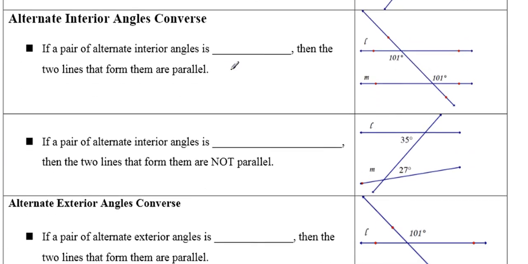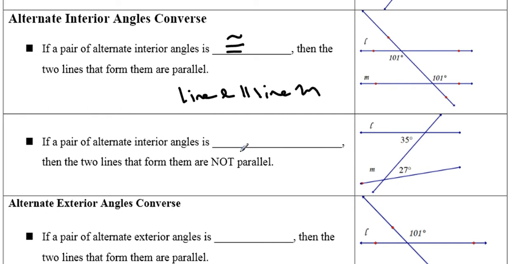The alternate interior angles converse says that if you have a pair of alternate interior angles, so if we look here and here, we have our Z, and inside that Z we find our alternate interior angles. Well, if your alternate interior angles are congruent, then the two lines that form them are parallel. So the information that we can gather from this picture is that because the two alternate interior angles are congruent, then line L is parallel to line M.